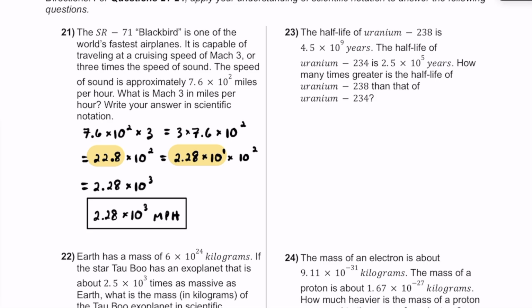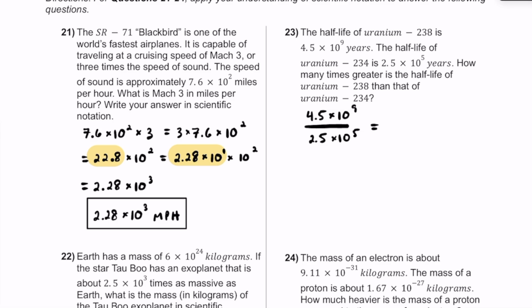So when it says how many times greater is the uranium-238 than the uranium-234, we're going to go ahead and divide. And hopefully that makes sense, because if I say how many times greater is 10 than just say 2, you would say it's 5 times greater. That's because 2 times 5 does equal that 10. So to get how many times greater, let's take the larger value, which is going to be 4.5 times 10 to the 9th power. Let's go ahead and divide that by this 2.5 times 10 to the 5th power.